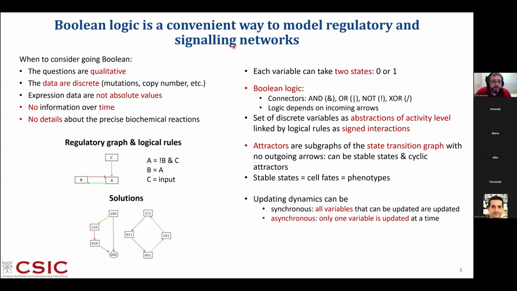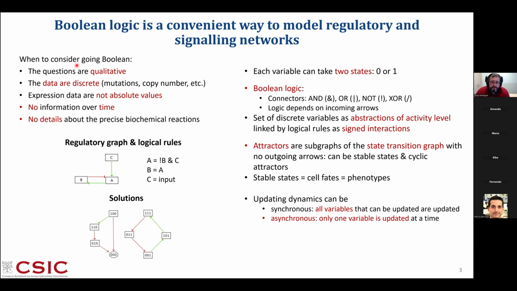Some of you may know that Boolean logic is a convenient way to model regulatory and signaling networks. Questions that are well suited to Boolean modeling are usually qualitative, or ones in which data is discrete, or at least semi-quantitative, like expression data, in the sense that we don't have absolute values, there is no information about time, and there are very few or no details about the precise biochemical reactions.